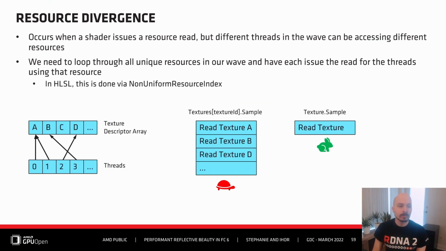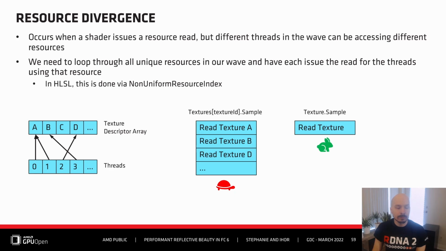The last form of divergence is resource divergence, which occurs when a shader issues a resource read, but different threads in the wave are trying to access different descriptors. So from a hardware point of view, when we issue a buffer read or a texture sample, the hardware uses an SGPR to determine the descriptors, meaning that it assumes that the resources we are actually reading are uniform across the whole wave.